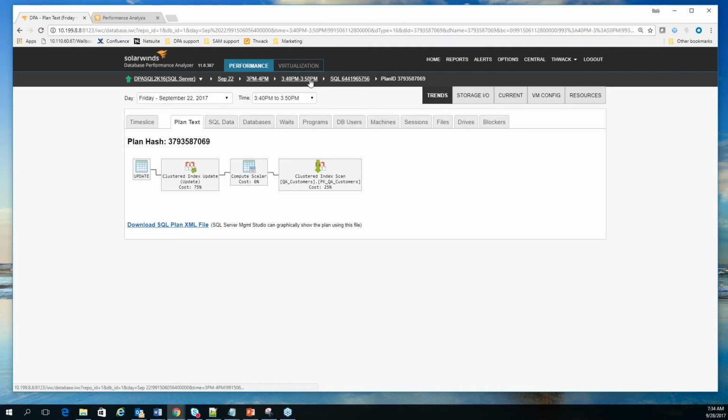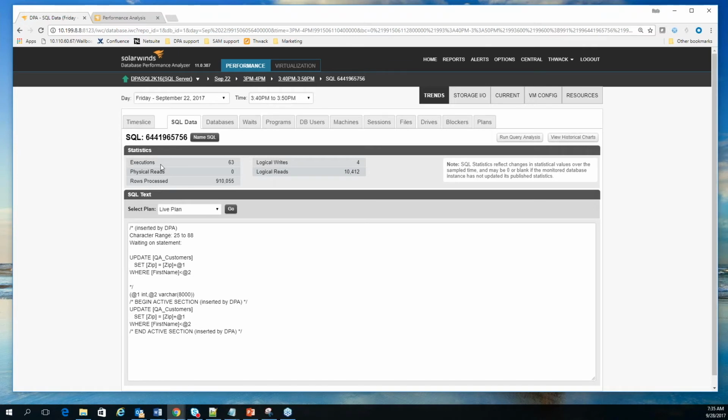Rob, while we are on that query, and that's a question that comes from the attendees, would you be able to see how many times a query has been executed in that time frame? Yeah, absolutely. That was part of the statistics that we collect during this 10-minute time period.